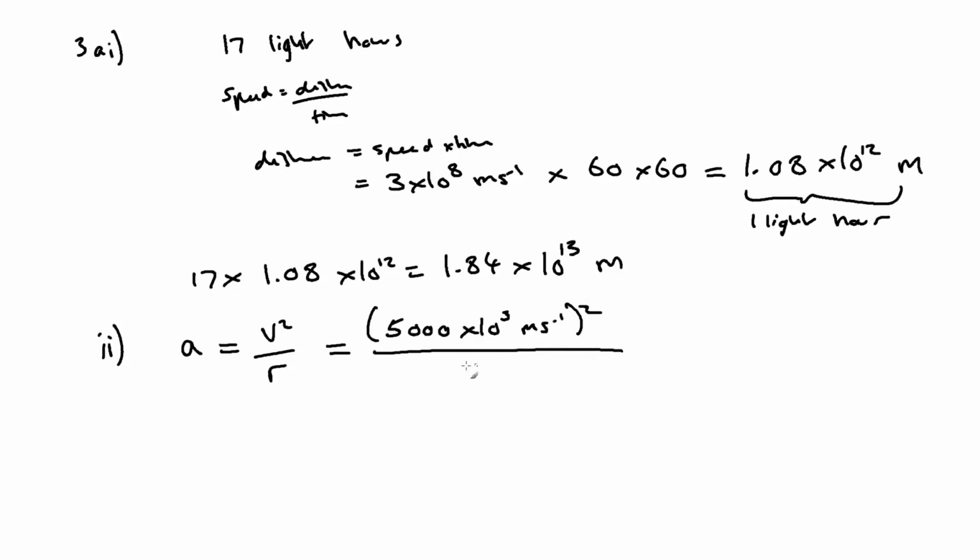We need to divide that by the radius of the orbit. So the distance of the star from the centre of the black hole, we've worked out here to be 1.84 times 10 to the 13 metres. So if we work that out, we can work out the centripetal acceleration of the star as it orbits the black hole at that distance when it's moving with that speed. And we come out with 1.4 metres per second squared.